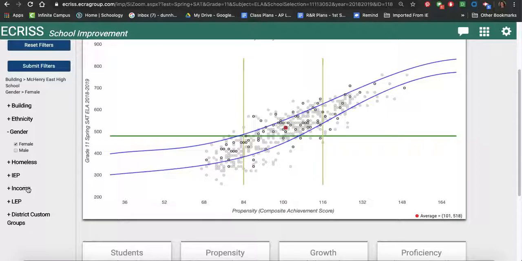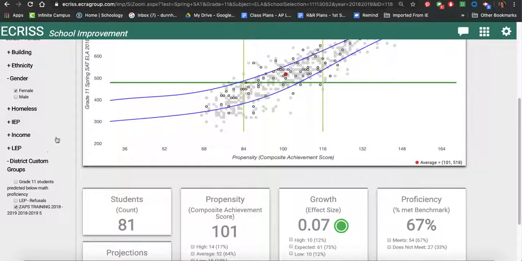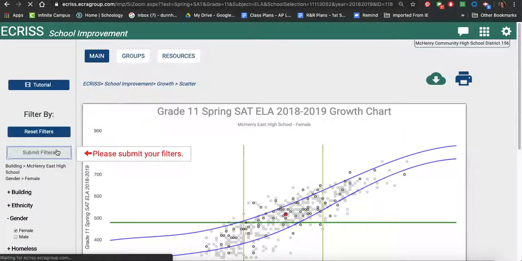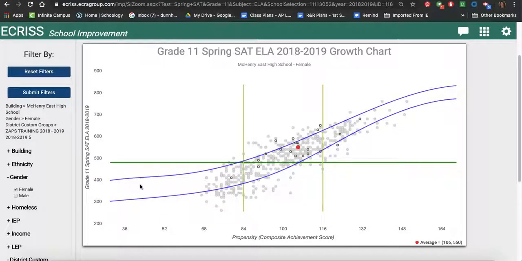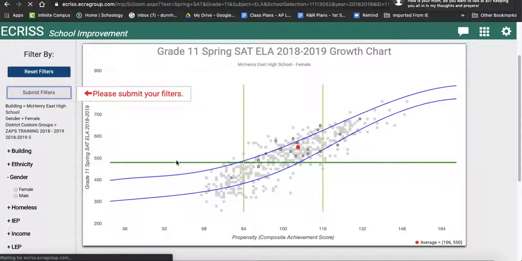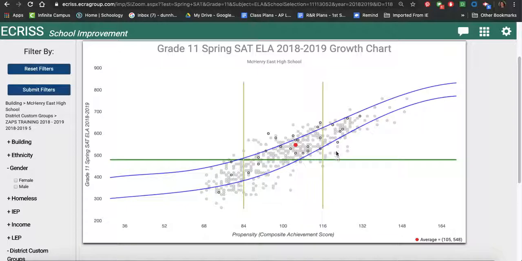You can also check for income, and then the district has different custom groups, like this is ZAPS training, students who actually went through the ZAPS training. You can submit your filters, and you can see that of the female students who took the ZAPS training, like 99% of them, just this one student is a little bit below where they were projected to score, but most of them were above. I'm going to take out the female filter and see all students who completed the ZAPS SAT skills training. And you can see, again, we still have just 2 students who scored below what they were projected to score. Everyone else scored as projected or higher than projected, the students who went through that training.